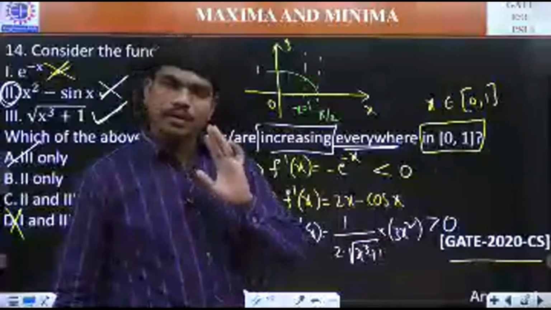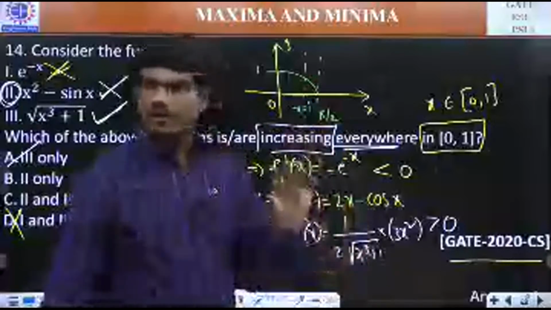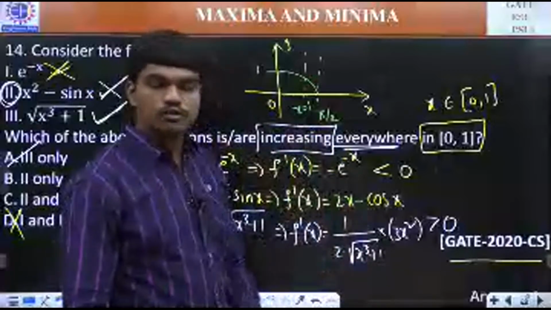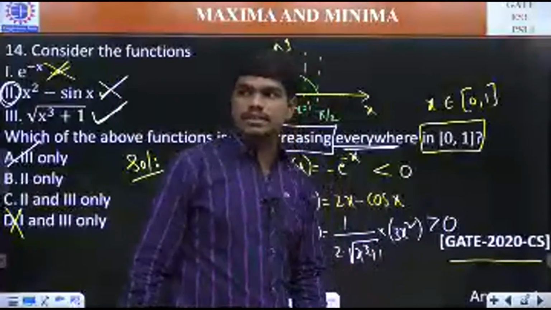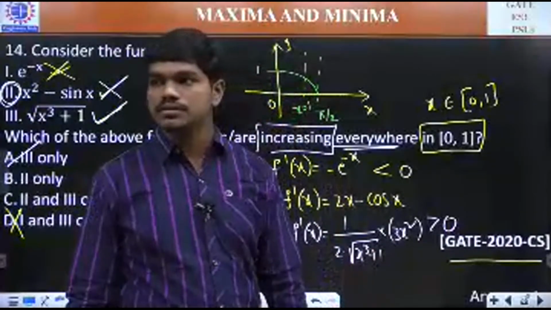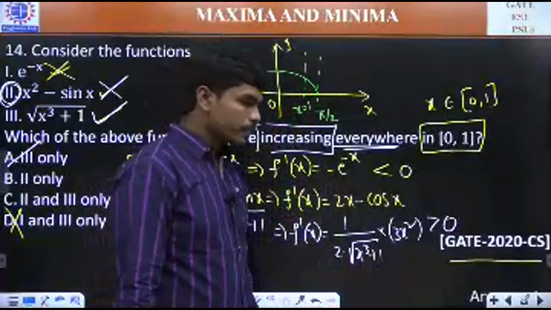In GATE, people are very much confined. They give the options in a very explanatory way. There won't be any chance for ambiguity. Generally, if there is some ambiguity at some point, they'll give the question as "add marks to all."